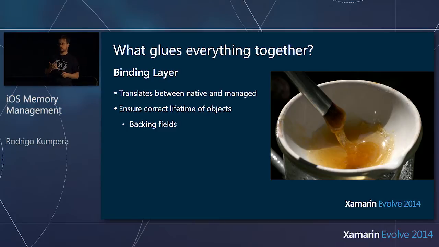And one of the key features for getting that done is something called backing fields. It's not any different than what we have on properties. When you create an automatic property in C#, it gets a backing field, which is this compiler-generated field hidden in your class that holds all the values of your properties. We do the same in our binding layer. For each native property that we expose, we hide there a field that will hold the managed value that we translated from native. We hold that state on those fields. Those are the backing fields, and they are critical to ensure the correct lifetime of our objects.